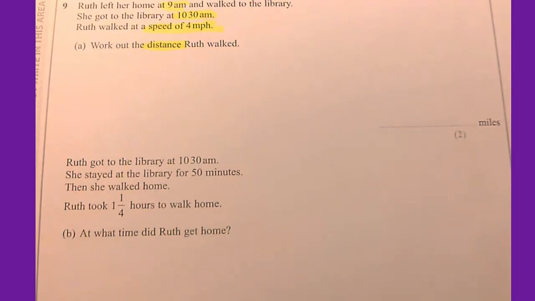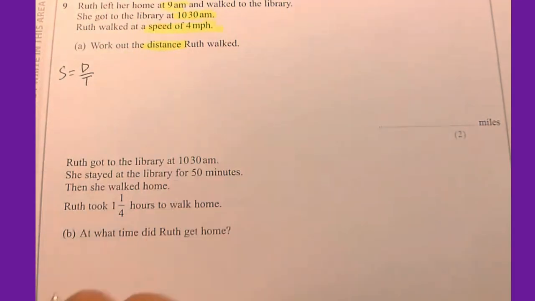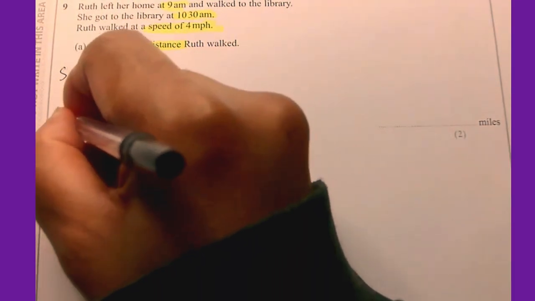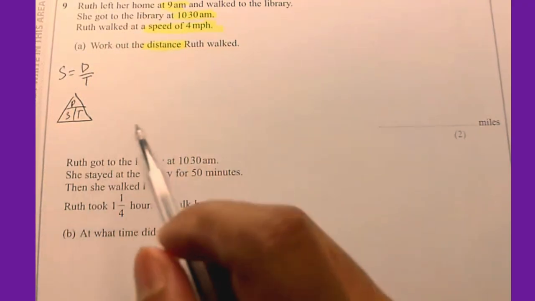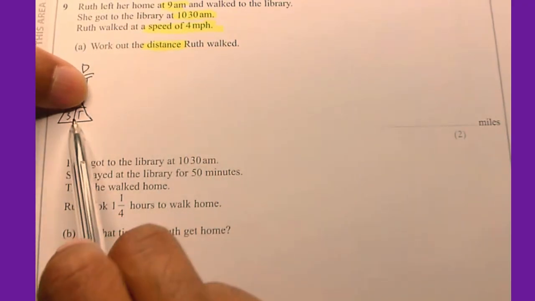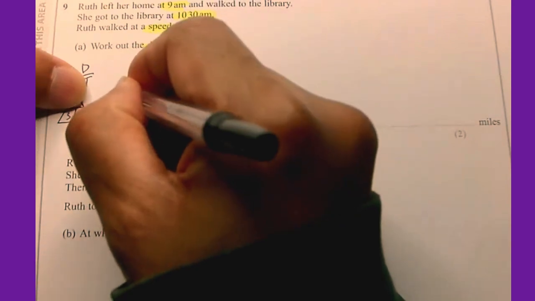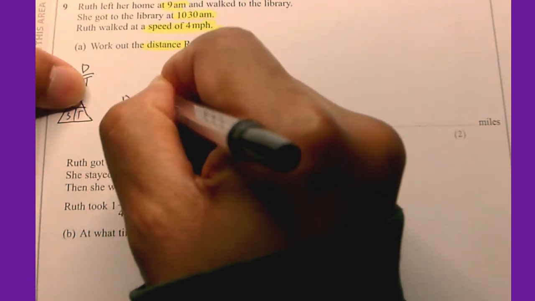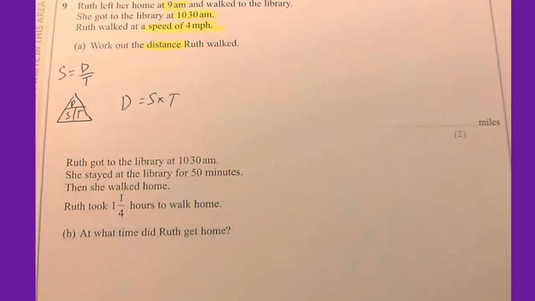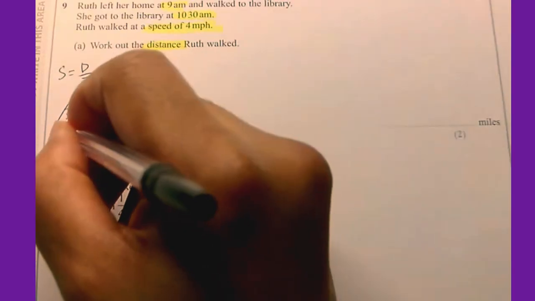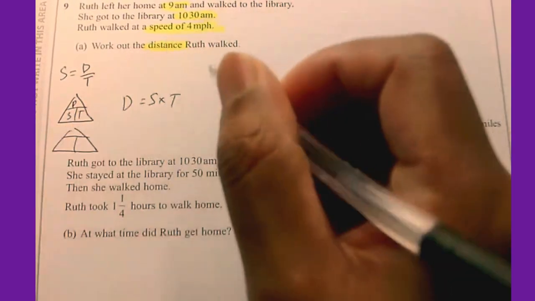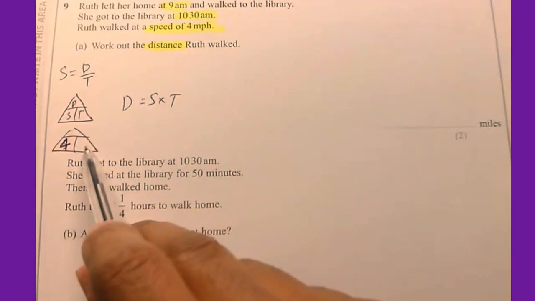So just like before, I need to write out my formula. Speed equals distance divided by time. Turn that into a pyramid: speed, distance, time. So to get distance, I cover distance, and it's speed times time. Distance equals speed times time. So I now need to get my information. The information that I have is speed is 4 miles an hour. I need to work out my time.